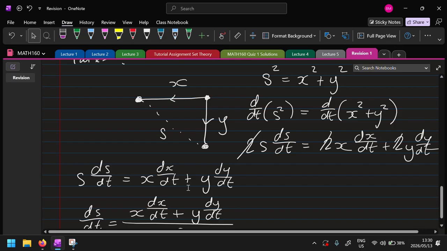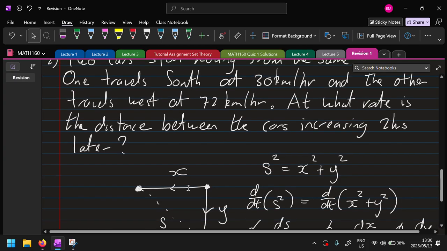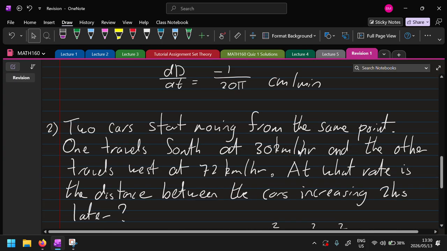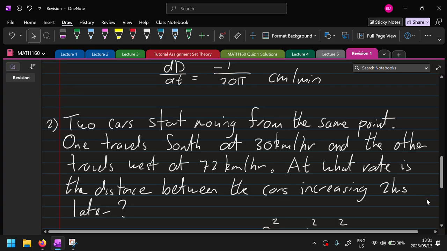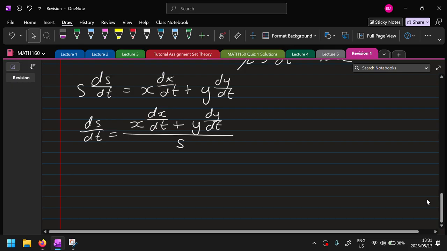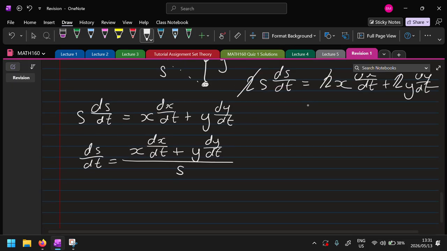What about x and y? We don't know what that is. We know the speeds, but we don't know the distance. But what we're given here is the speed and the time. If I give you speed and time, you can work out distance. So let's do that.